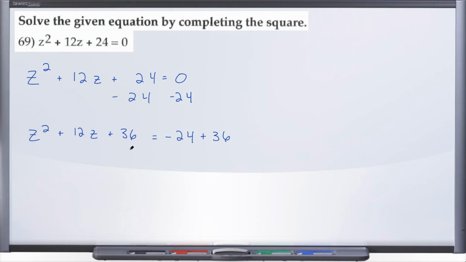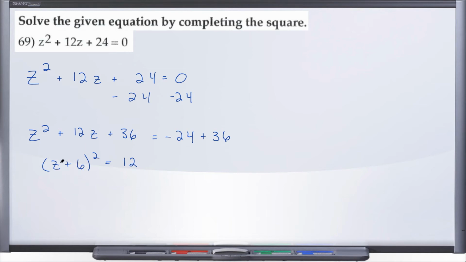And now that we've completed the square here on the left, we can rewrite this trinomial as a perfect square binomial. We're going to do that by taking the variable that we're working with, in this case z, whatever the sign of the middle term is, in this case a plus, and then half of the coefficient of our z term. In this case, half of 12 is 6, and then we close off our parentheses and square this binomial. So this is a perfect square trinomial, and now equals negative 24 plus 36, which is 12.